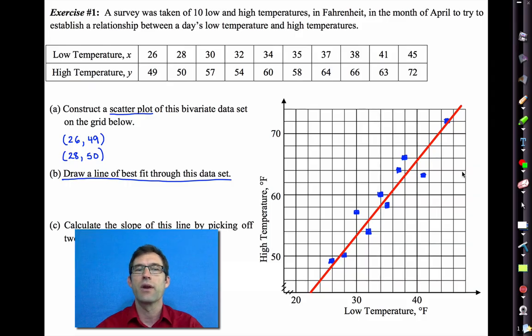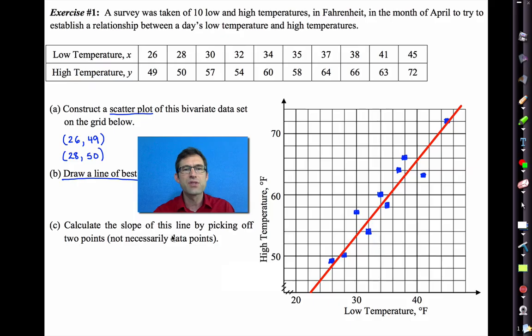The idea is that we want to use that line now to actually come up with answers, right? To predict things. Now letter C says, calculate the slope of this line by picking off 2 points, not necessarily data points. Okay? Now let me pick 2 points off of this line. Maybe go to a different color.